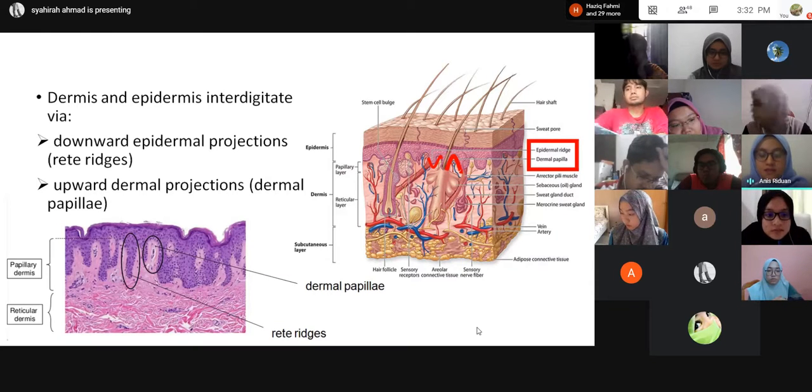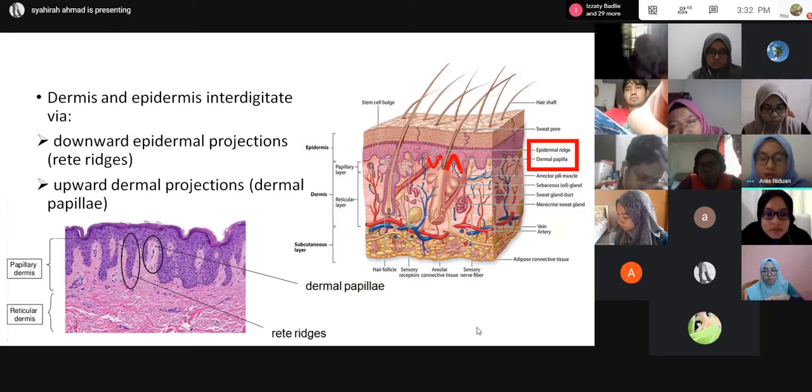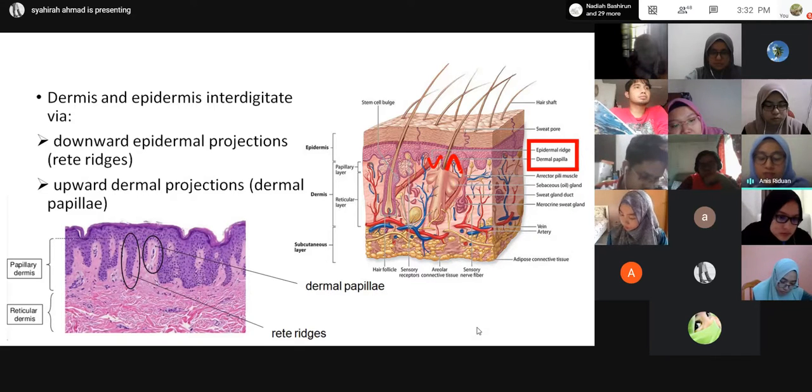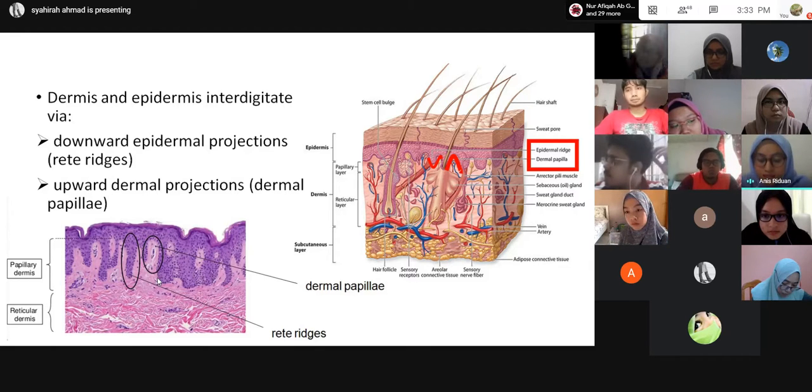So next is the dermis. The dermis connects with the epidermis via the interdigitation between the rete ridges, which are downward epidermal projections, and the dermal papillae, which are upward dermal projections. This interdigitation is responsible for the ridges seen most readily on our fingertips, or in other words, it makes up our unique fingerprints. And these ridges also enhance our gripping ability.